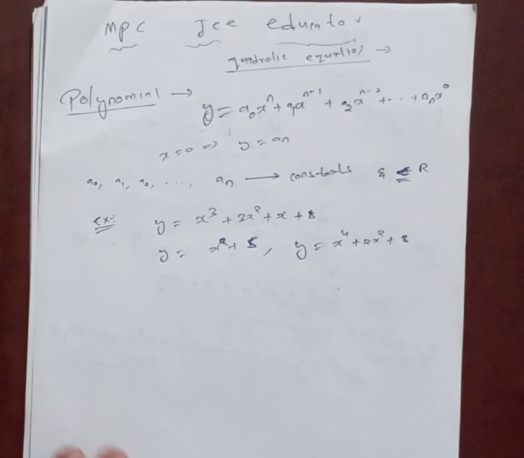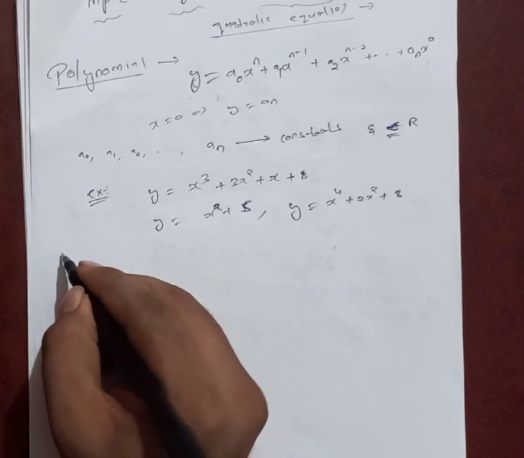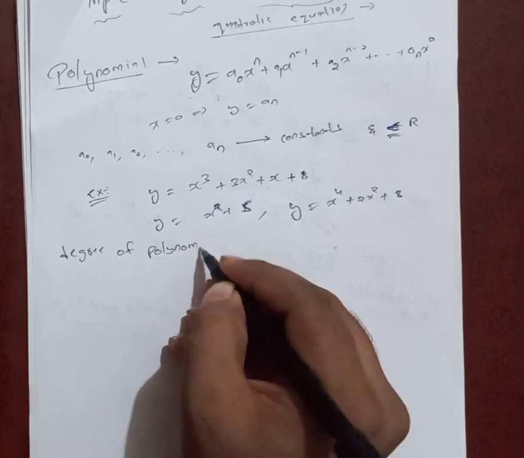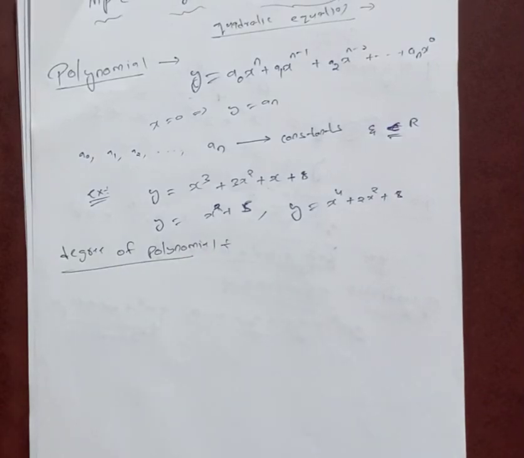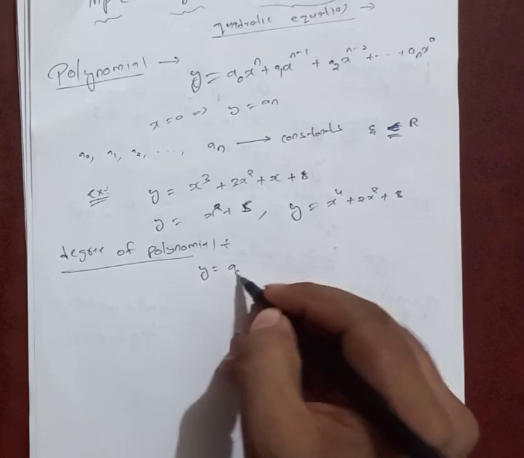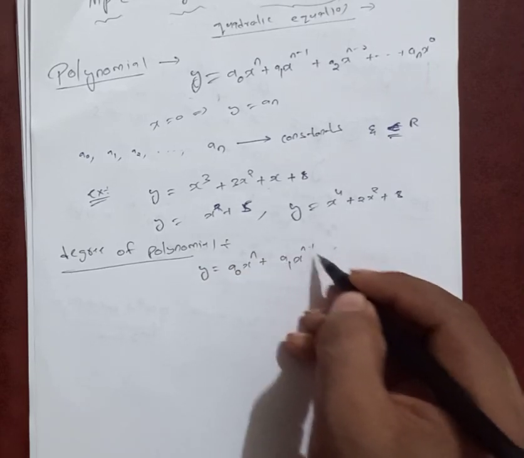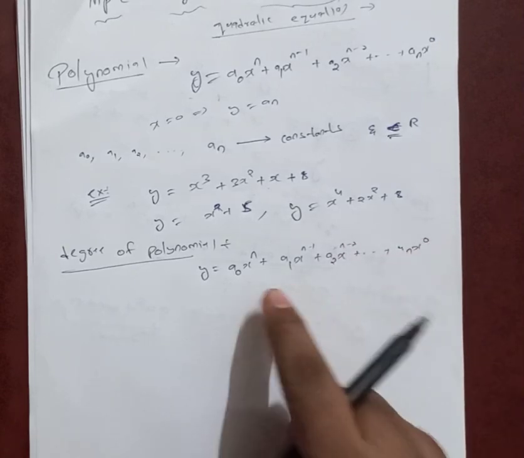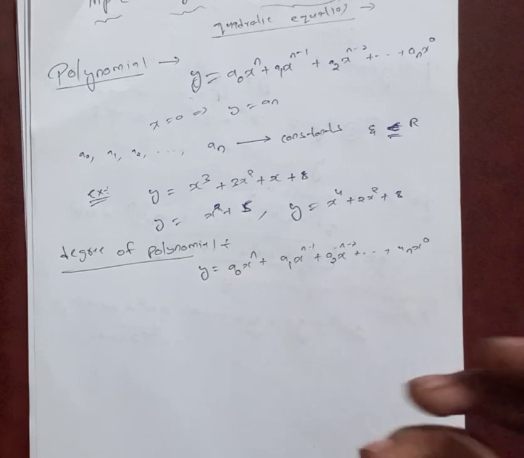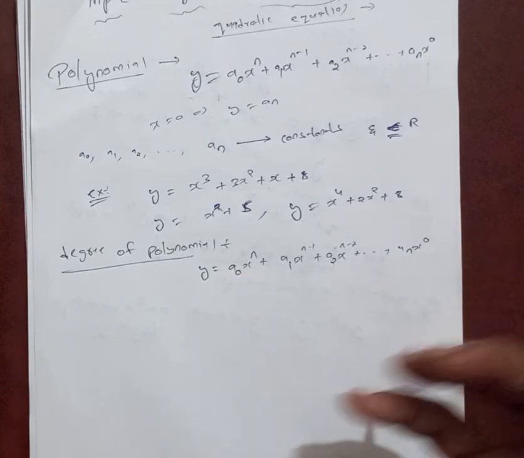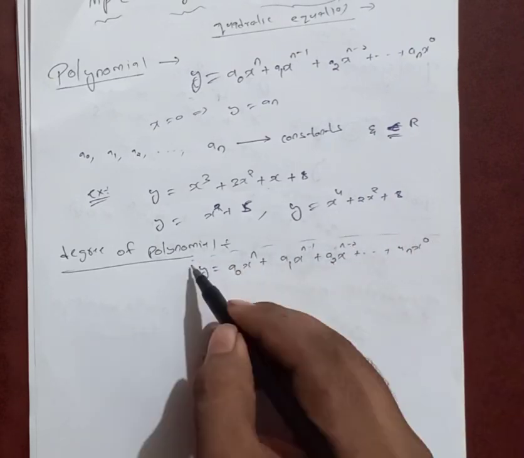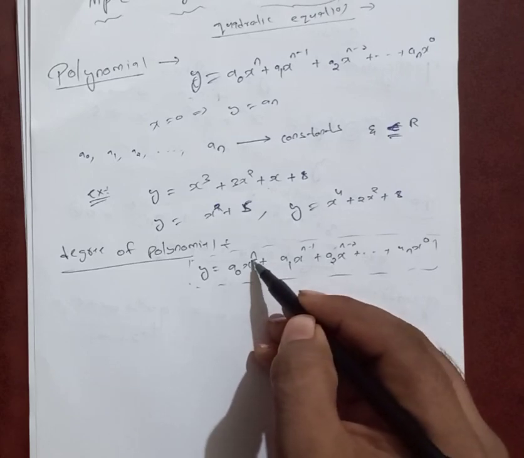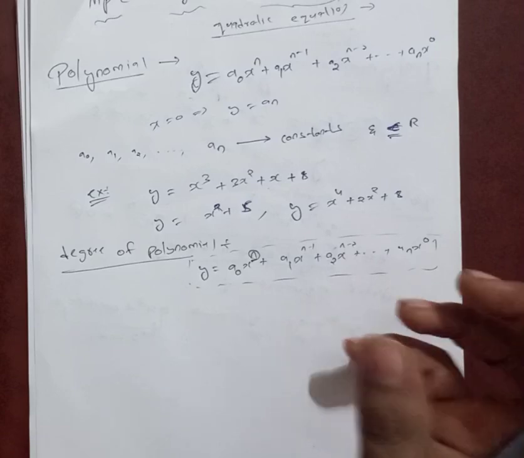Then the next topic was degree of polynomial. Friends, for the general equation of a polynomial, which is y = a0 x^n + a1 x^(n-1) + a2 x^(n-2) and so on up to an x^0, the degree of the polynomial is nothing but the greatest power of x. For example, in this general polynomial, the highest power of x was n. That implies that n is the degree of the polynomial.